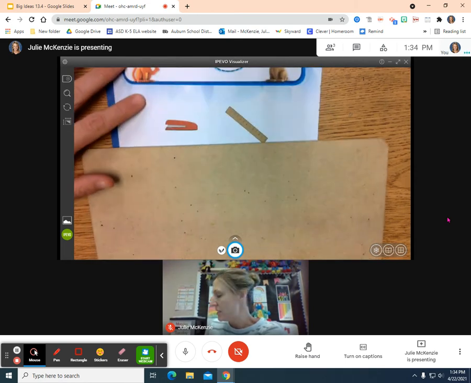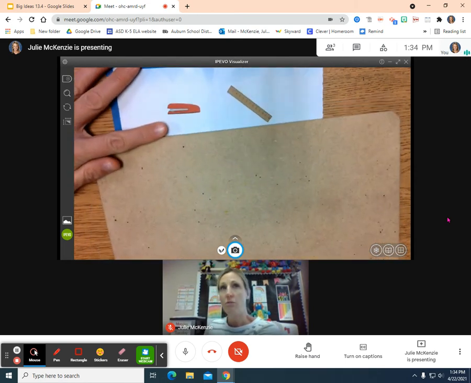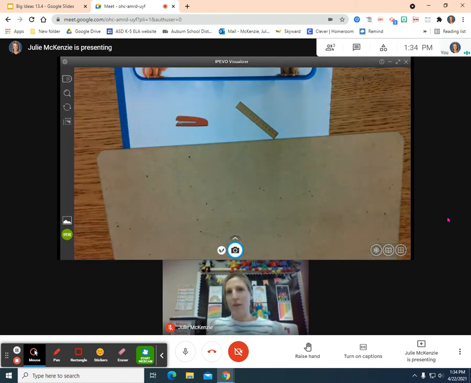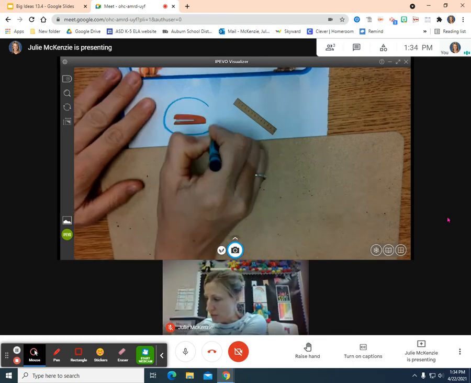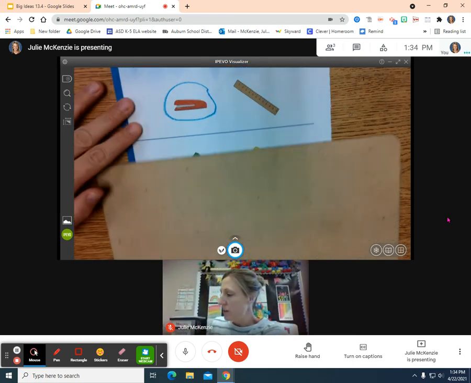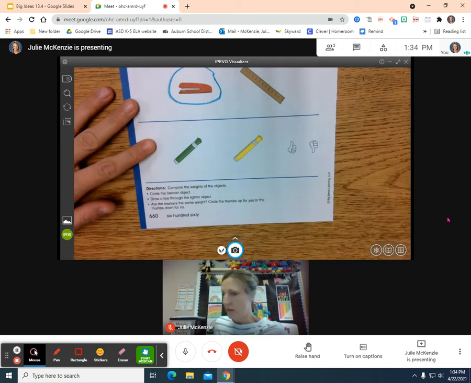Let's look at this. A stapler and a ruler. I actually have those right here with me. A stapler and a ruler. Which one is heavier? The ruler is so light. The stapler is definitely heavier than the ruler. Circle the stapler.